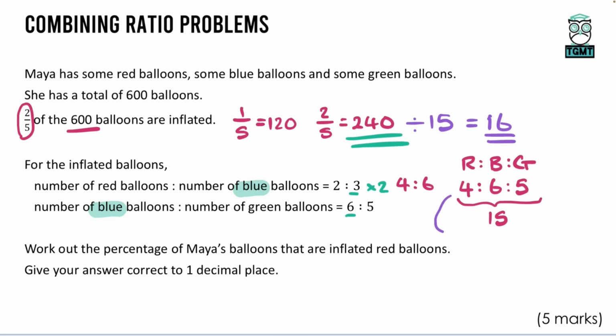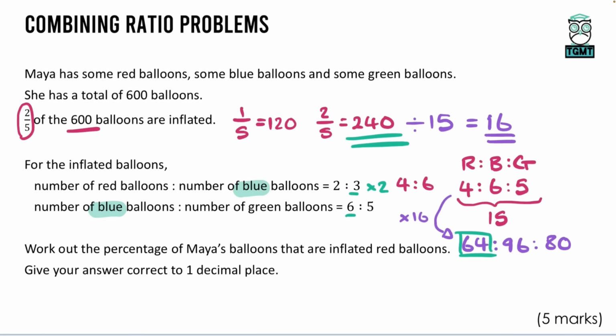So I can multiply all of these numbers by 16. So 16 times 4, and that is 64. We have 6 times the 16 as well, 96 blue, and 5 times 16, which is 80. Now I might not actually need all of them, and in this question I actually don't. It says work out the percentage that are inflated red balloons. So I only really care about these 64 red balloons.